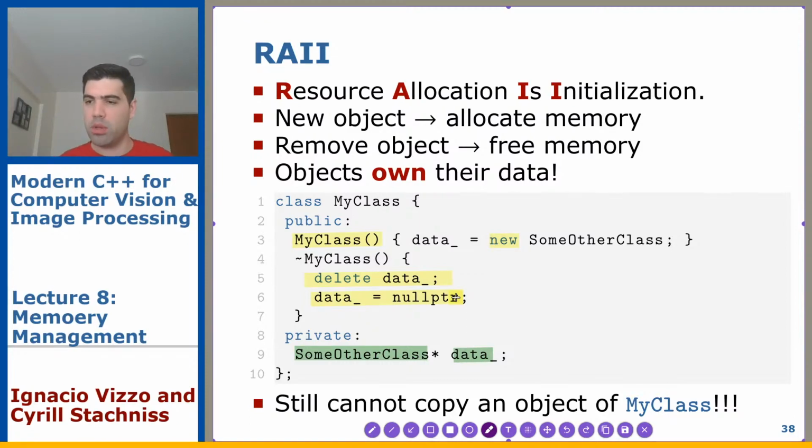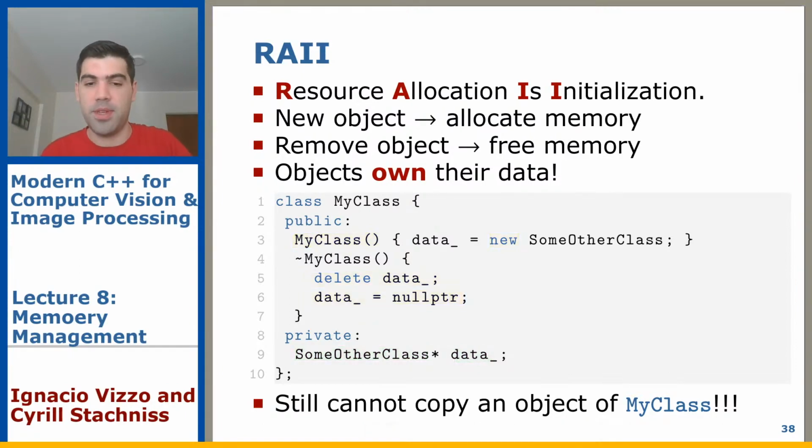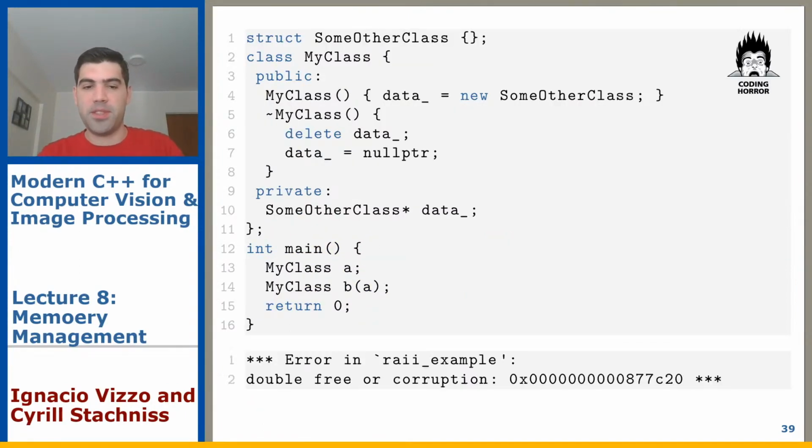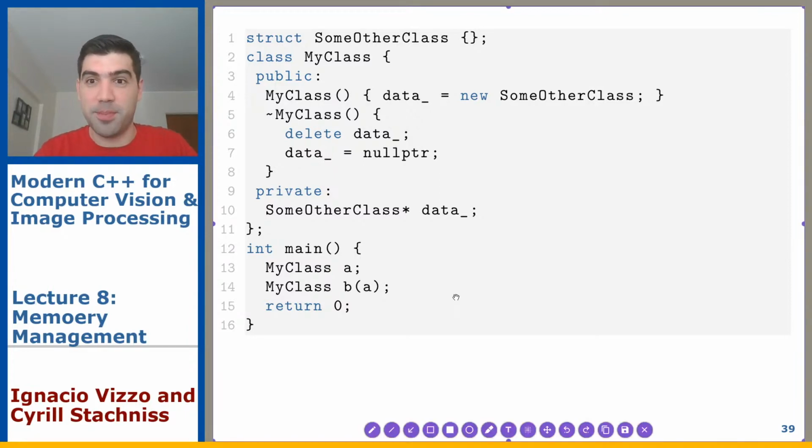So we could stop the lecture now because you say, that's it. We already solved this new and delete thing. We just wrap it into a class and then we're ready to go. And I say, yes, but what happens if you want to copy this object, for example? And then, oops, spoiler alert. Let's go through this example.